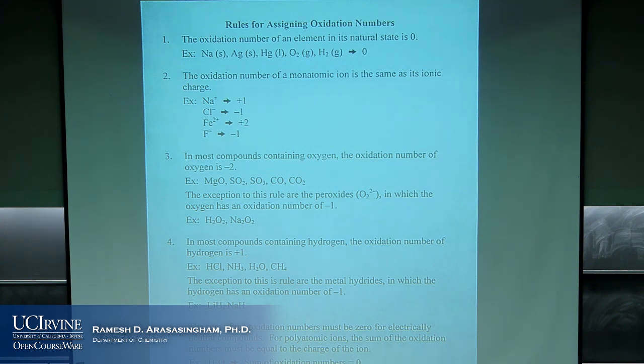Okay? The fourth rule is that in most compounds containing hydrogen, the oxidation number of hydrogen is +1. So if you take HCl, NH3, H2O, CH4, these all have +1. The exception to this rule are the metal hydrides, in which the hydrogen has an oxidation number of -1. So if you have lithium, sodium, potassium, a metal with a hydrogen, then it's a metal hydride. All right, so if you have a metal attached to hydrogen, it would be a metal hydride, and its oxidation number would be -1.